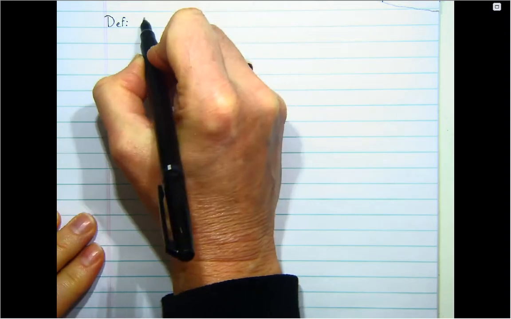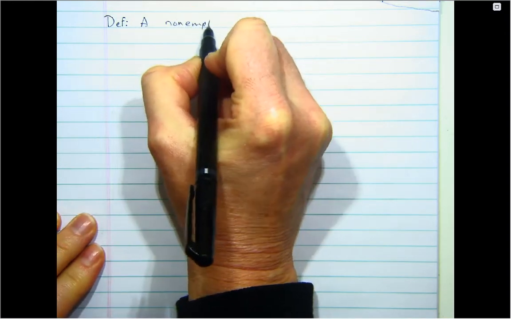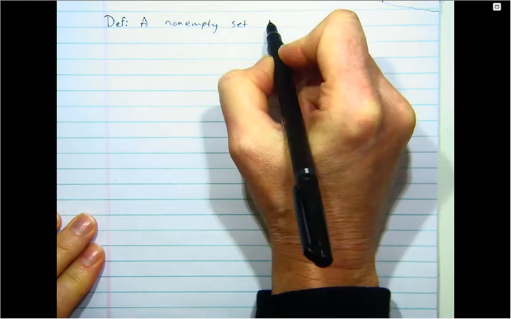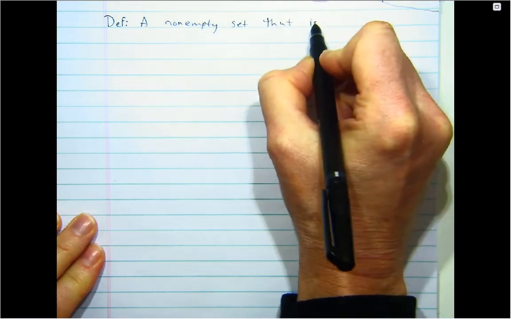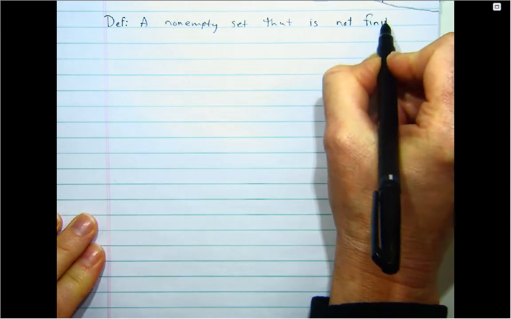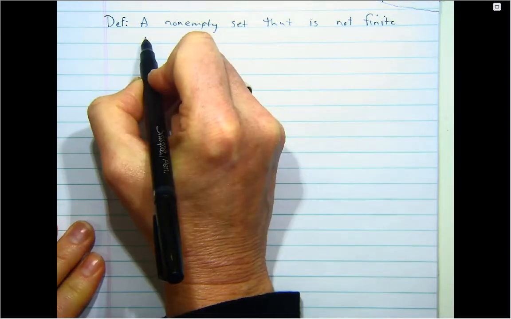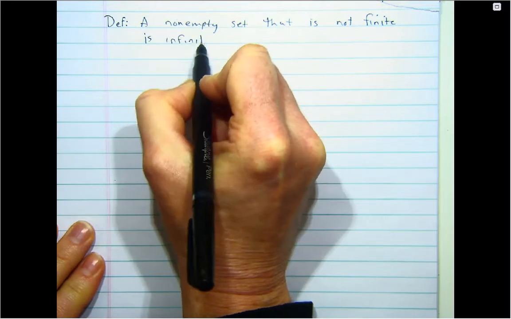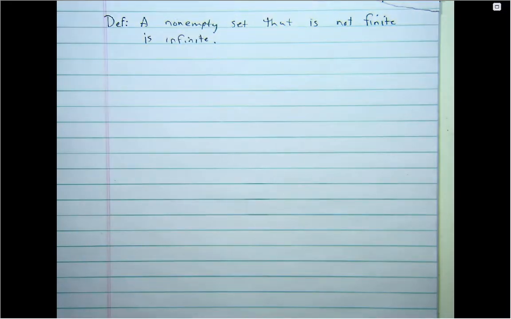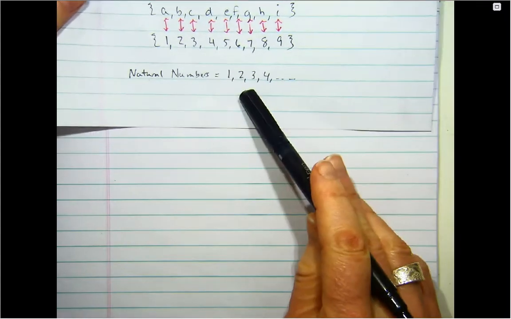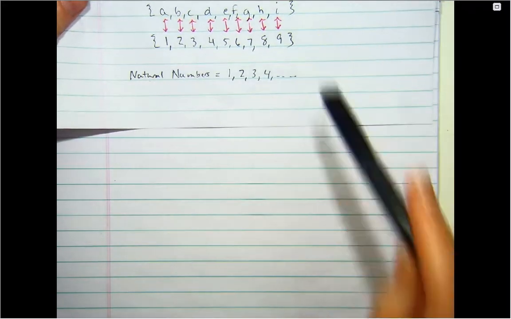A non-empty set that is not finite is infinite. Okay, so we have to have some elements there. The set can't be empty. And there can't be a number from this list of natural numbers that we can make a one-to-one pairing with the set.